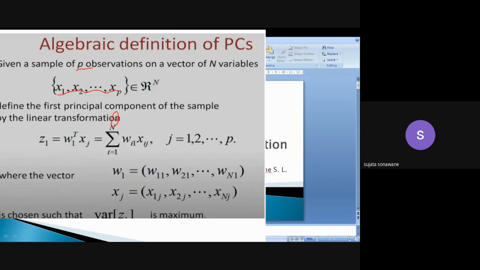So how will we find that out? Previously we have seen that we have to calculate the z, where x is the n-dimensional feature space, and we have to convert it into the m-dimensional feature space. Here we have to check the variance of z. This variance of z should be the maximum. Okay, so the variance of z should be the maximum. So in this way, we have to calculate the principal component.